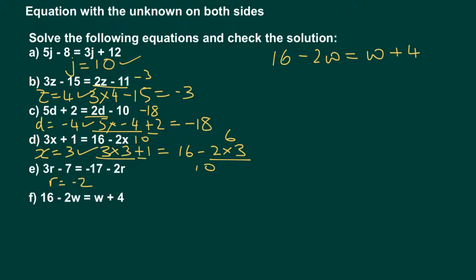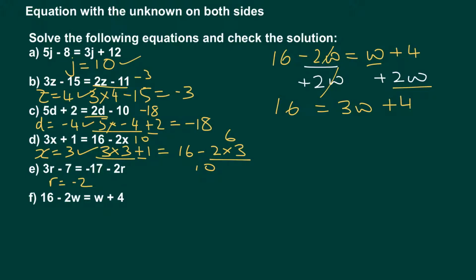Alrighty, so we have 16 minus 2w equals w plus 4. So we have to get rid of the minus 2w here by doing plus 2w on both sides. So that leaves us with 16, as the 2w's have cancelled out, equals w plus 2w is 3w plus 4. So now we are looking at a standard equation, 3w plus 4 equals 16. So the last operation we would have done in a flowchart would have been plus 4. So the first operation is the opposite of that, which is minus 4 on both sides.